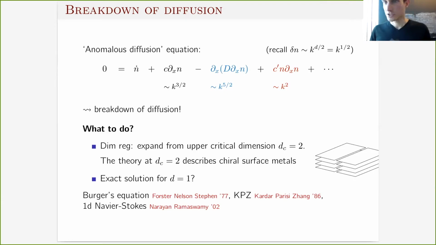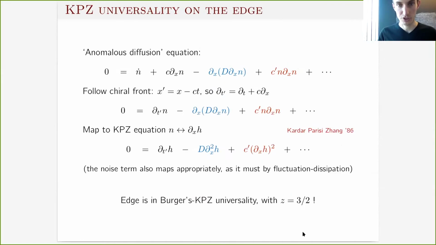And it turns out that we can actually map our equation to this KPZ equation. So let me, for those who know the KPZ equation, quickly show you how the map goes. So this is our anomalous diffusion equation. We have a chiral ballistic front, diffusive spreading, and a nonlinear term. Let's again simplify this equation by following the pulse, so working in coordinates where the pulse isn't moving, so that our kinetic term simplifies to this. And now this equation just directly maps to the KPZ equation, where charge maps to the slope of KPZ.